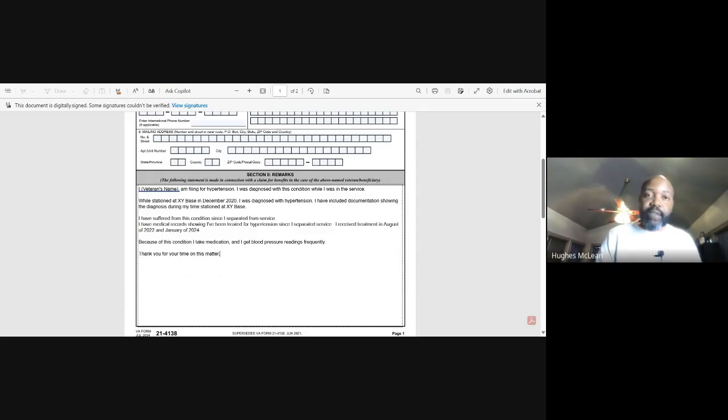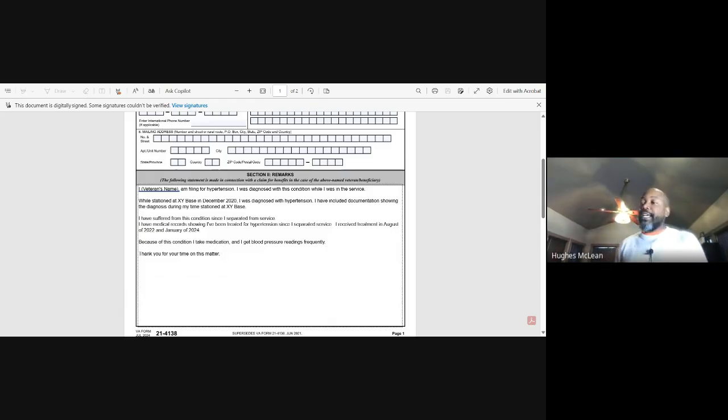Addressing the nexus. Remember, nexus: from the time you separated till now, has the condition still been something you're suffering from? We need evidence of that. I have medical records showing I've been treated for hypertension since I separated from service. Addressing that nexus, I received treatment in August 2022, and January 2024. Send up the reading, send up that documentation. Because of this condition, now we get into the current symptoms, the current diagnosis. Because of this condition, I take medication and I get blood pressure readings frequently.